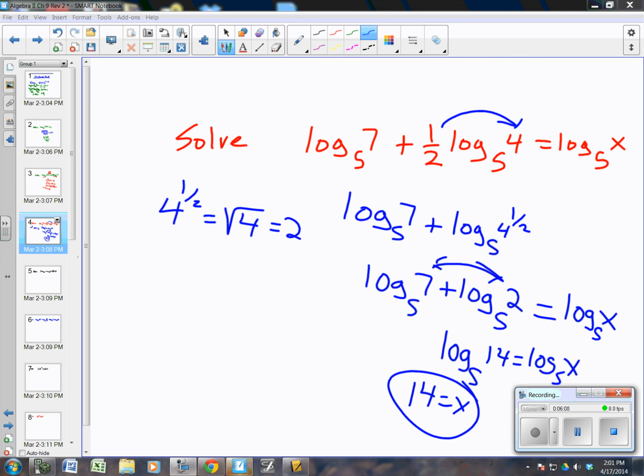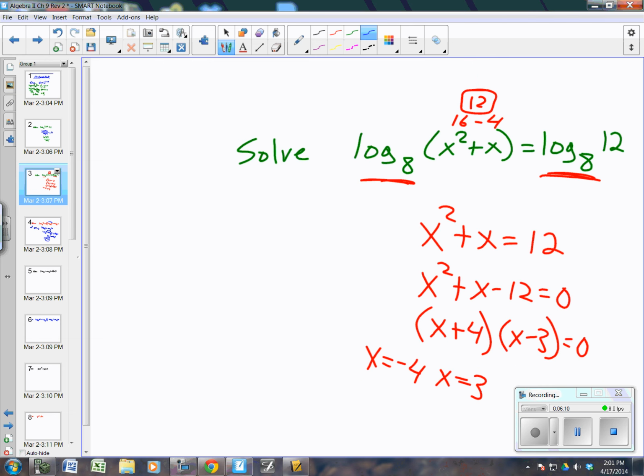Zach, are you asking about the previous one? Because negative 4 squared is 16, and then that would be negative 4. 16 minus 4 is a positive 12. It's just that whatever base you have, the number that goes in for x, that final product has to be a positive number.